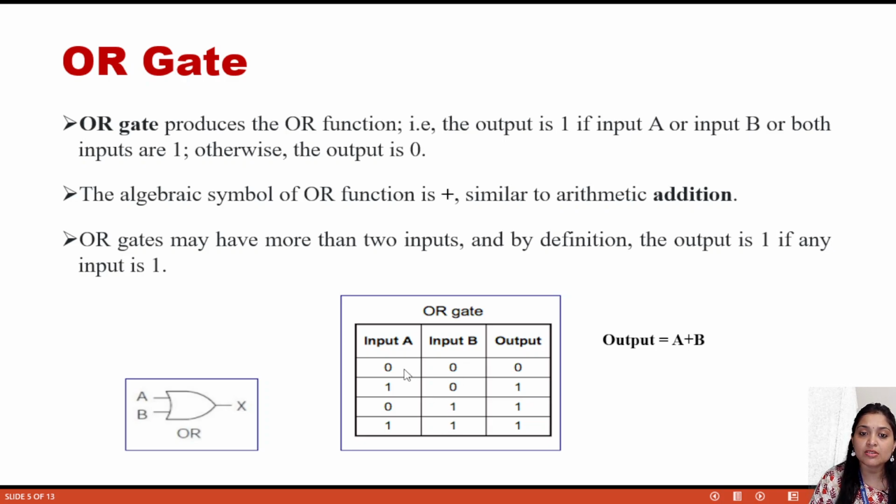If I add 0 plus 0, it will be 0. 0 plus 1 is 1, 1 plus 0 is 1, and 1 plus 1 again is 1. So you can say that only when both the inputs are low, the output will be low. Otherwise, in each and every case the output will be high. So this is the OR gate.